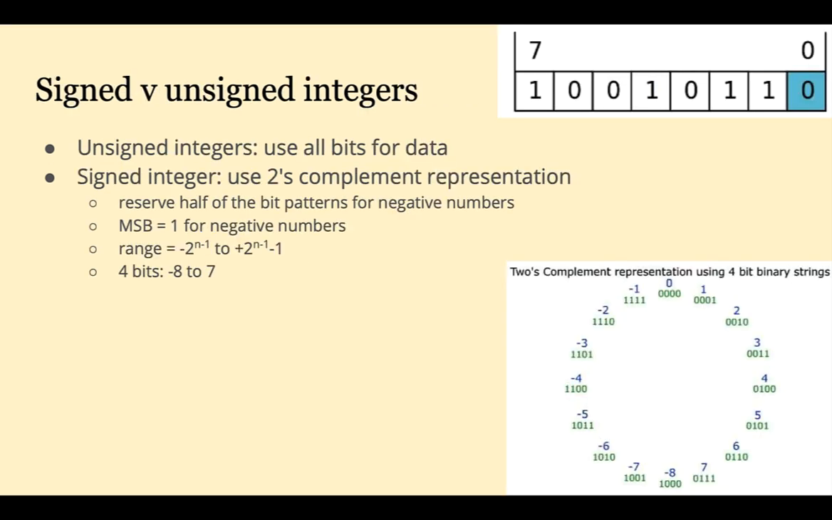The discussion so far assumed that we're using all of the bits to represent the number. That's unsigned integers. We also need to represent signed integers. We'll do that with 2's complement. The idea of 2's complement is that you take half of your bit patterns and reserve those for positive numbers and reserve the other half for negative numbers. Then we can look at the most significant bit, the leftmost bit. If it's a 1, that means it's a negative number. The range of our numbers in a 4-bit world will be from -8 to +7.